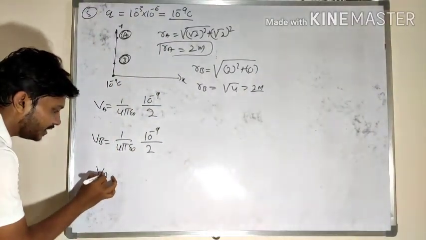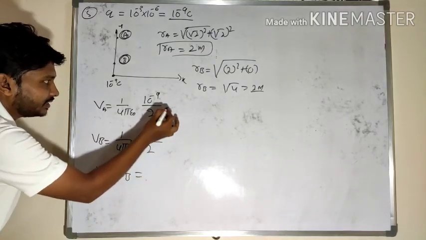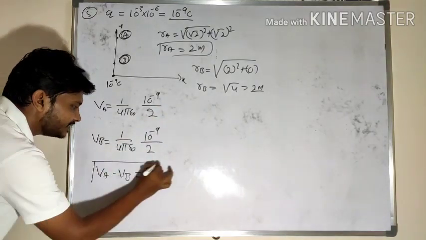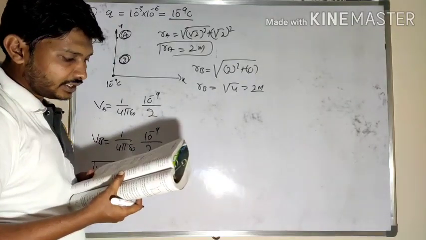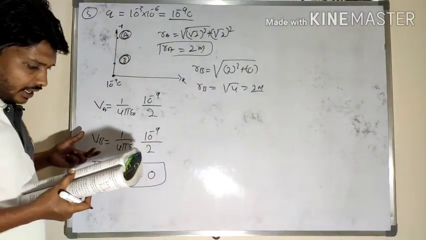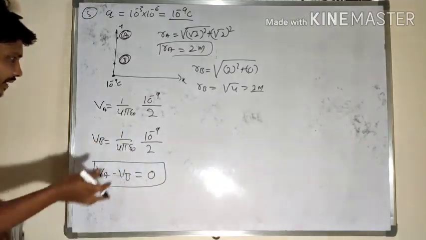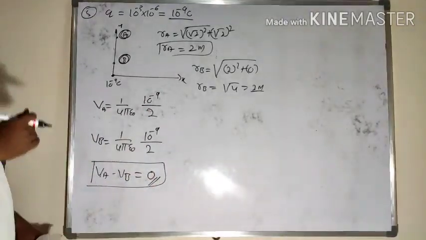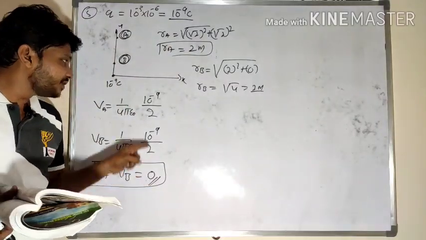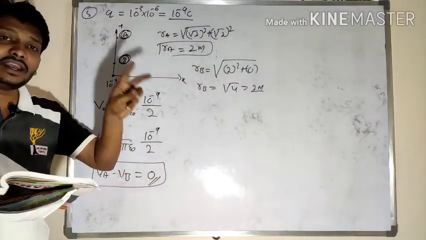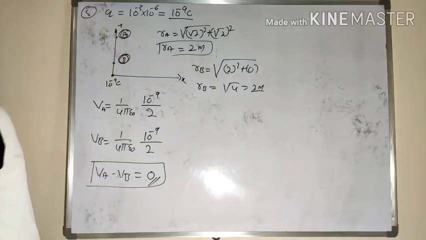So what is the potential difference between these 2 points? Having the same value means the potential difference is 0 here. So if the potential difference is 0, they asked to calculate the potential difference between these 2 points. Having the same value means the potential difference value is 0 here. What is the potential difference answer here? Potential difference between these 2 points will be 0 here.